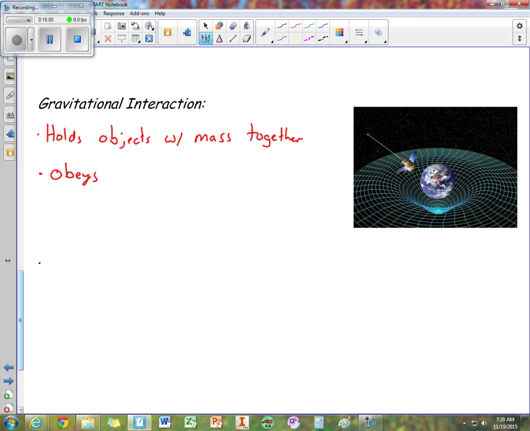Just like the electromagnetic, this is going to obey an inverse square law. So the gravitational force is proportional to 1 over the distance squared. So as the distance between two objects grows, the gravitational force pulling them together becomes weaker with 1 over the distance squared.